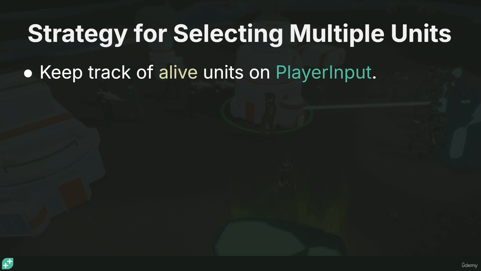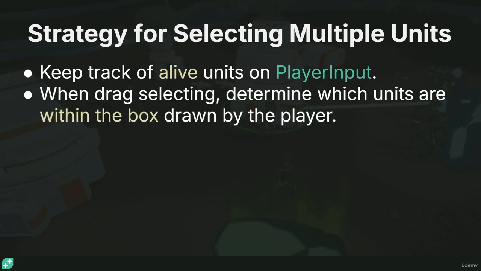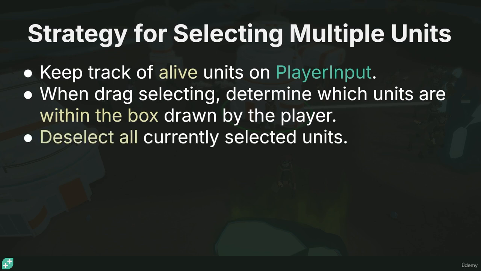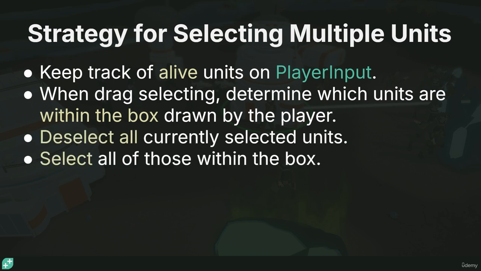Then when we're drag selecting, we're going to determine which units are within that box drawn by the player. Whenever the player lets go, we're going to deselect all of the currently selected units, and then select all of the units within that box. I'm very sure there are more complex and interesting algorithms to do this more efficiently, but this works pretty well and is pretty easy to do.